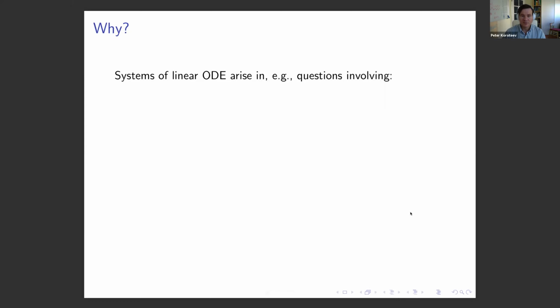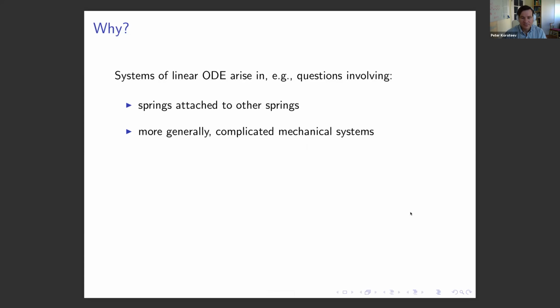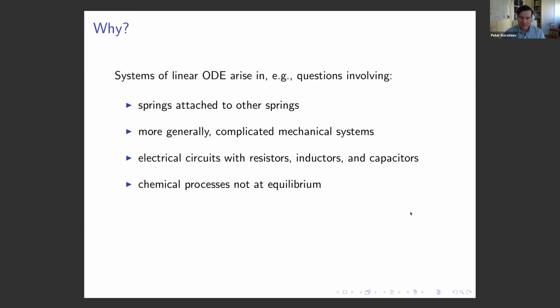So systems of linear ODEs arise, for example, in questions involving springs attached to one another, complicated mechanical systems overall, electric currents with resistors, inductors, and capacitors, chemical processes not far away from equilibrium when there's some dynamics going on, then population models, and of course many more, right?